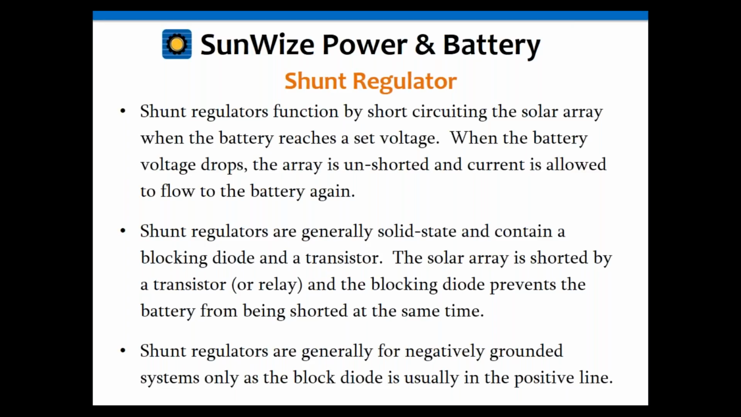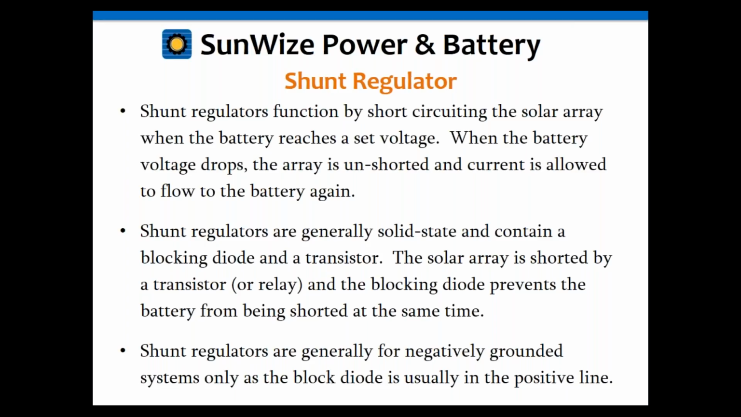Okay, so shunt regulators are generally solid state and they contain a blocking diode. The blocking diode is very important as it prevents that battery from being shorted as well when the array is shorted. So they put a blocking diode in line to prevent that battery from being discharged into the array, into that short circuiting mechanism. And a transistor is typically used for that short circuiting. However, a relay can be used as well.